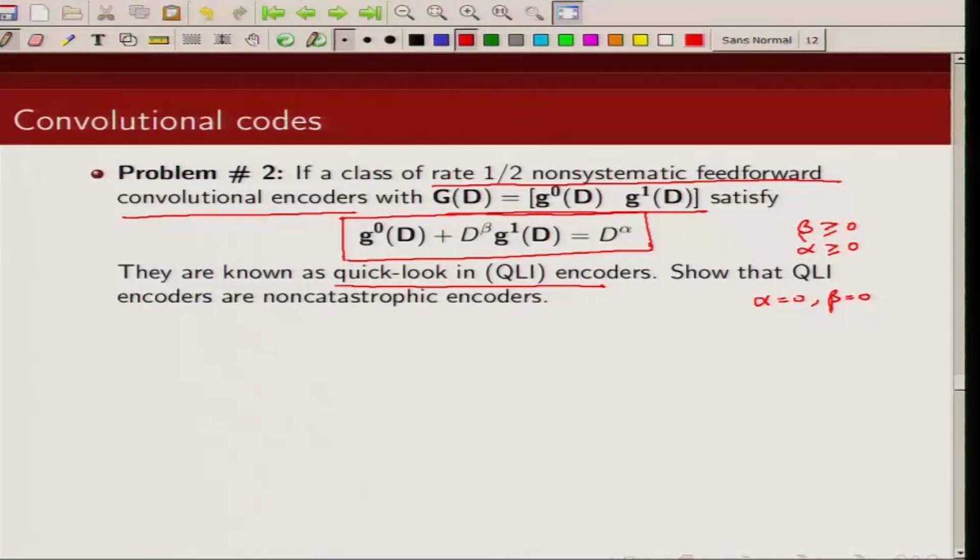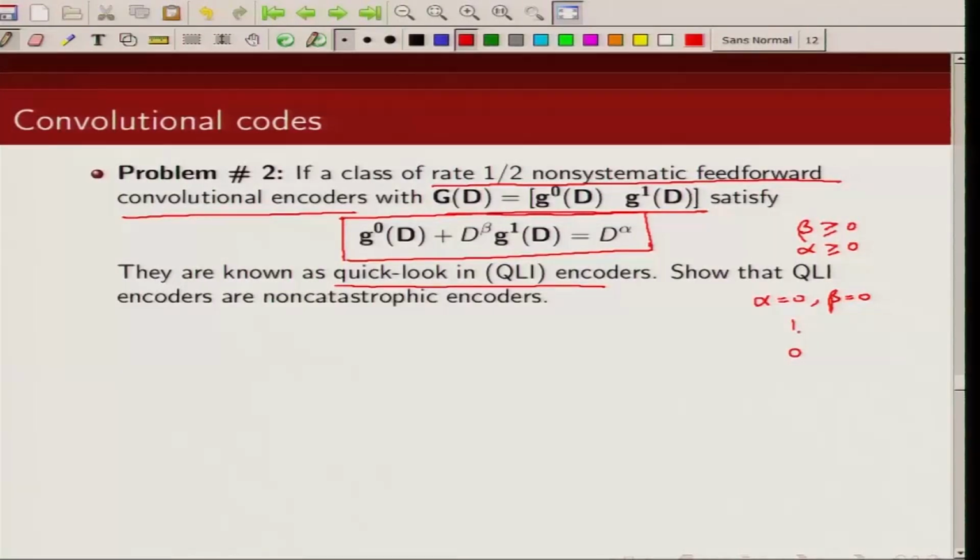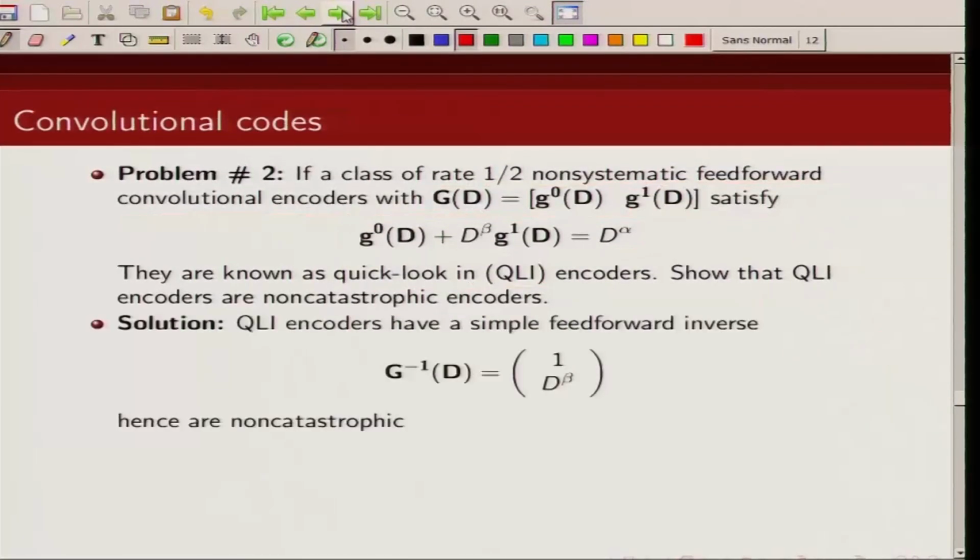Why are they called quick look in encoders? Because quickly looking at this encoder, you can easily find the encoder inverse, and essentially the encoder inverse just consists of 2 taps. So, in some sense, for a systematic encoder, the inverse is of the form 1 and 0 for a rate 1 by 2 code, and here they are of the form 1 and D to the beta. So, they are in some sense closest to systematic codes, if you like to call them. So, these quick look in encoders have a very simple feed forward encoder inverse, and that is given by this. And you can verify that G inverse of D is D to the alpha.